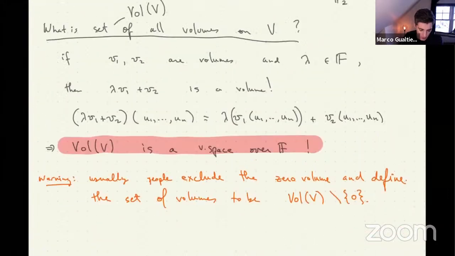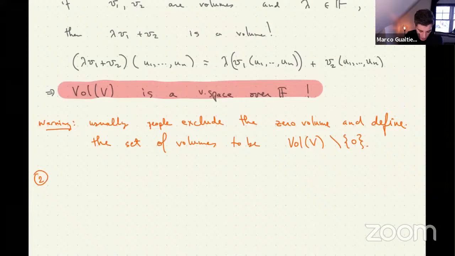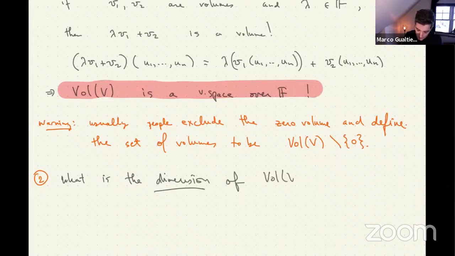Okay, and then the next question is, so this is, let's say, question 1. Question 2, now that I've answered question 1, what is the dimension of vol V? So I can have many different volumes, but what is the dimension? I want someone to guess the answer to this question. So that means that if you know what it is, don't answer. It's only if you're not sure, but you have a thought about it. Can you let me know? What would be the dimension of the space of volumes?